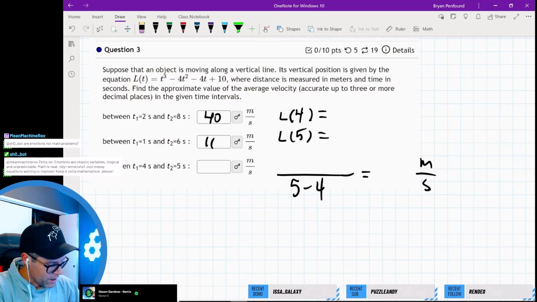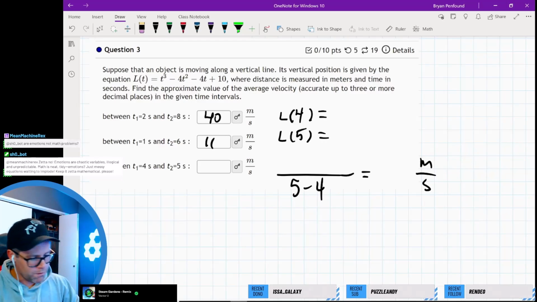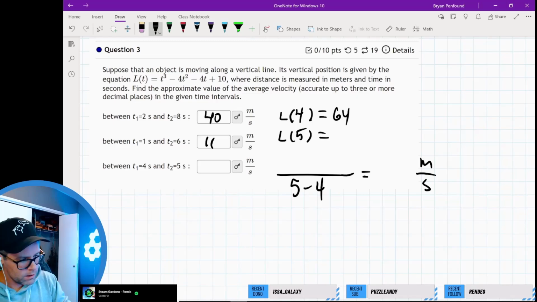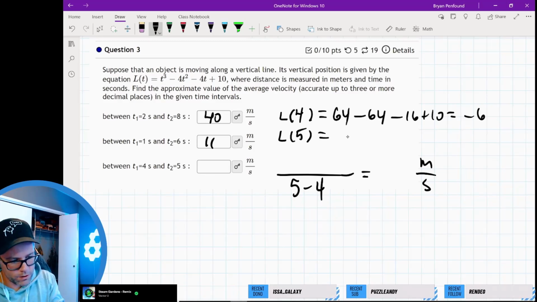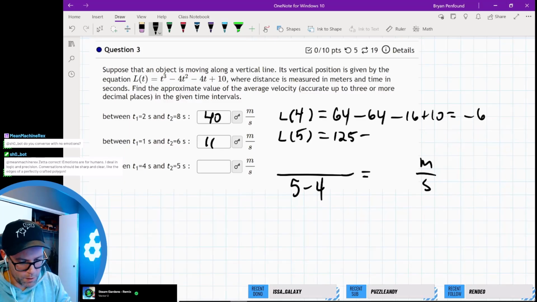And then let's take care of this last one. So 4 times 4 times 4 is 64. We have 4 times 4 times 4 again, which is 64. So take 64. 4 times 4 is 16. So that's going to be 10 take 16 for negative 6. 5 times 5 times 5 is 125. 4 times 5 times 5 is 100.